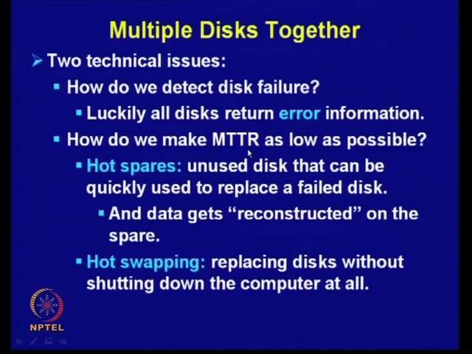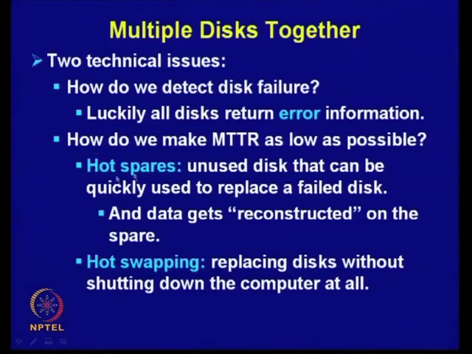Now, how do we make MTTR as low as possible, that is, a few hours? That can be done in two ways. One concept is known as hot spares. In such a case, an unused disk can be quickly used to replace a failed disk. That means a few disks are already in the rack which are not being used. So, those are known as hot spares. It is not that a disk has been kept in the almirah. The disk is already there in the system, but it was not being used. So, as soon as a particular disk fails, it can be made operational very quickly. That is known as hot spares.